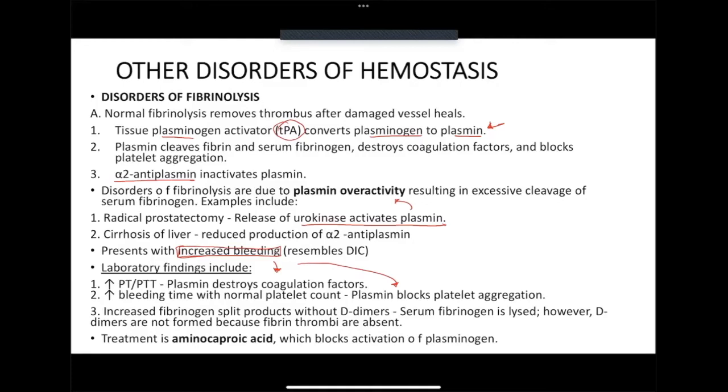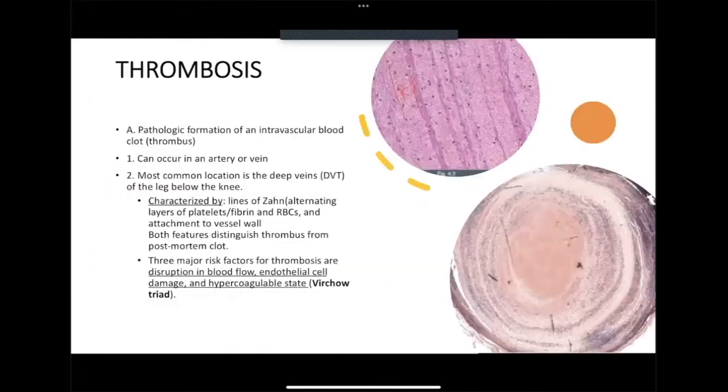Okay. The treatment of this is aminocaproic acid, which blocks activation of plasminogen. Don't need to remember that, but just to point it out.